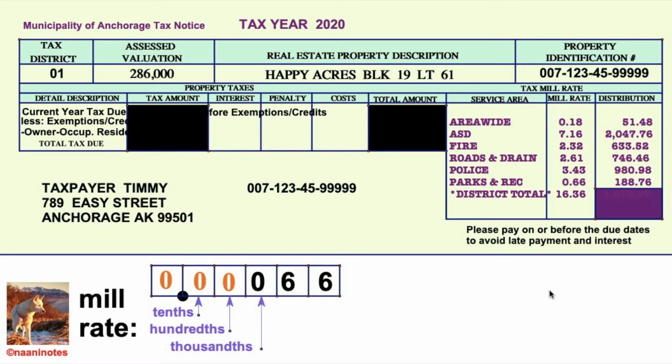Now, the last number in this figure, we could add up all these distributions. And honestly, we could do that. And we can compare that to taking this sum, 286,000, times the total mill rate. But we're going to do that because, well, I kind of feel like it. I'm going to actually have to change the place value a little bit here. Let's knock out one of those zeros because heavens to Murgatroyds, it's 16.36. It goes in there.